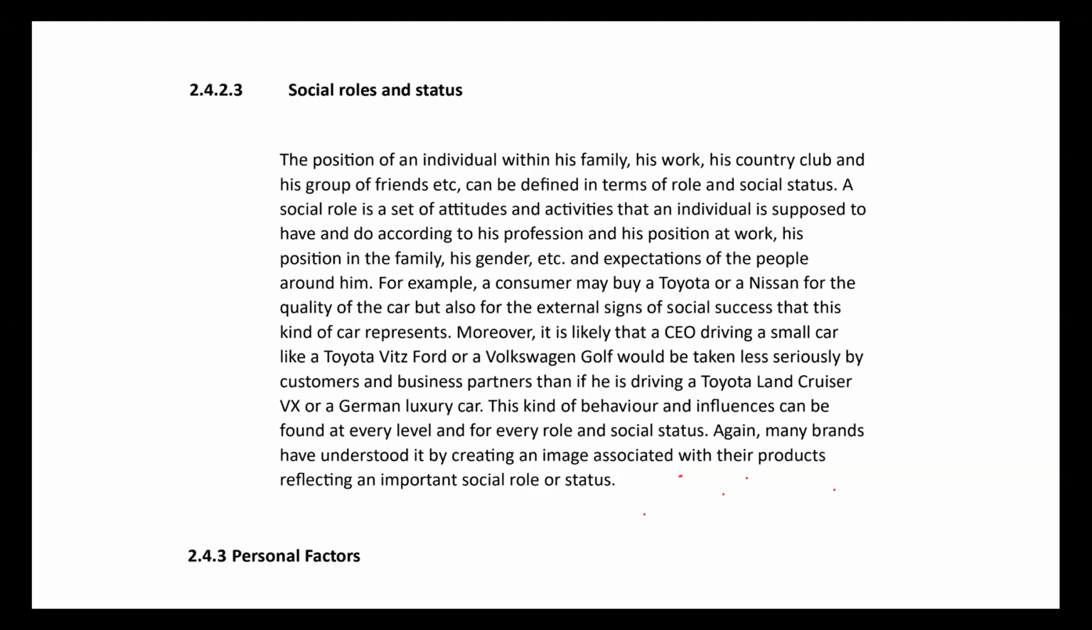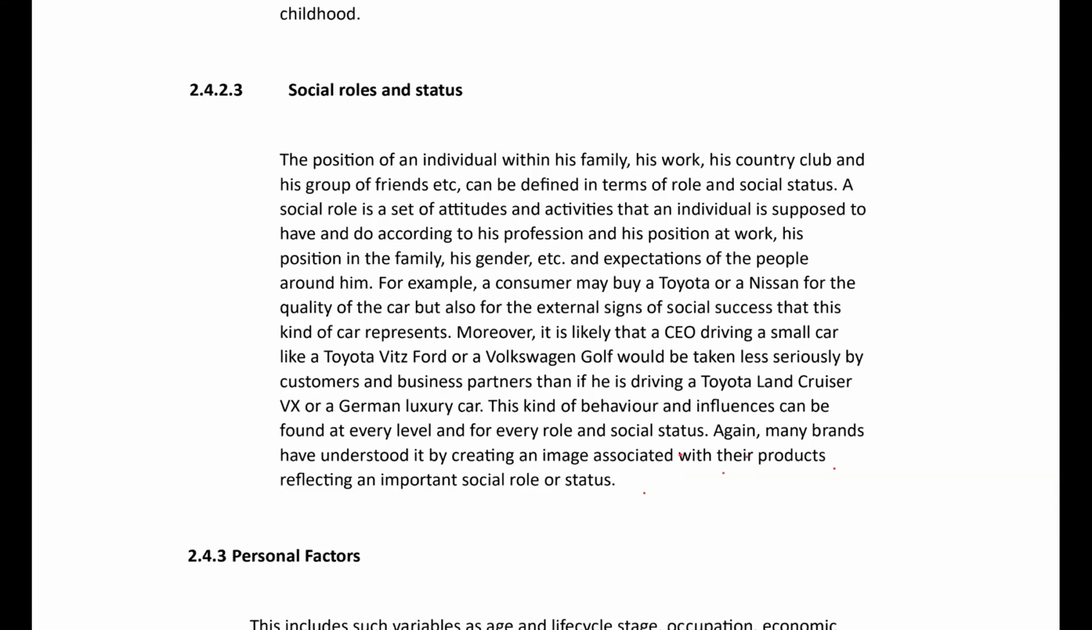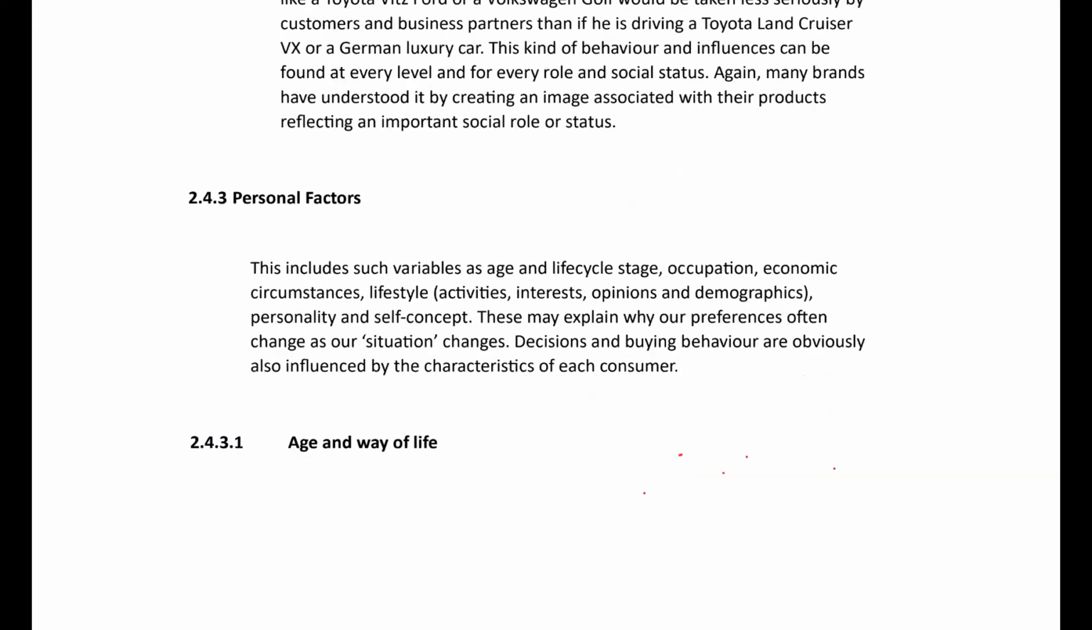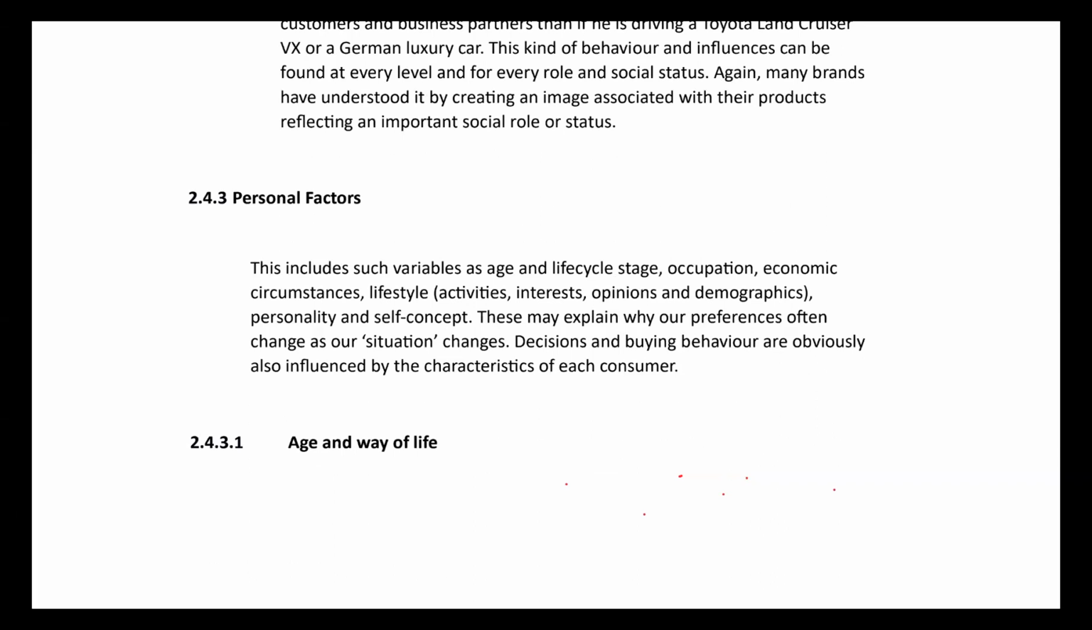You can see that there are some products that have been created and people have associated them with a certain characteristic, or group of people, or certain level of people.